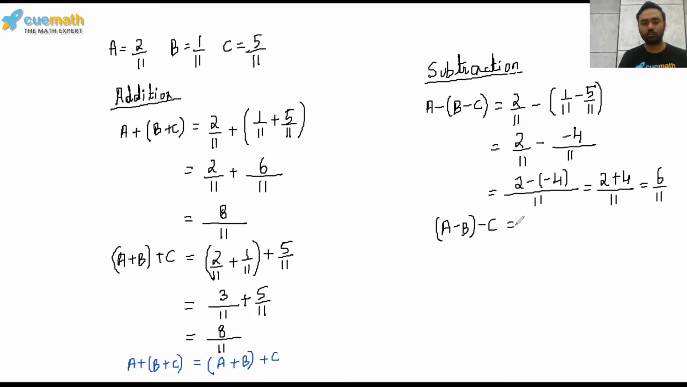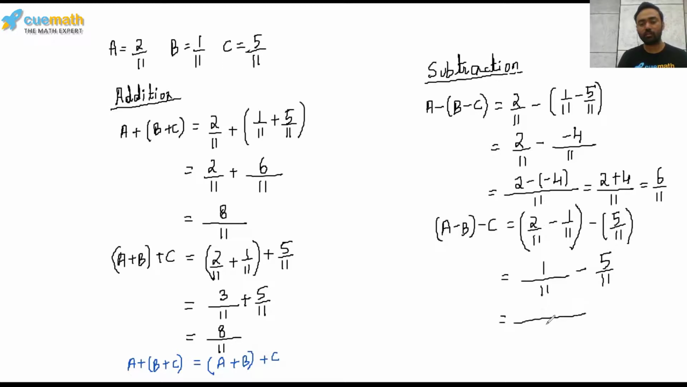So here we are going to get 2 over 11 minus 1 over 11 inside the bracket, minus 5 over 11. Now if we solve the bracket, the denominator is 11 and 2 minus 1 gives us 1. So 1 over 11 minus 5 over 11. Again, if we take the LCM of the two denominators, we get 11, and the numerator part will be 1 minus 5. We know 1 minus 5 is negative 4, so negative 4 over 11.